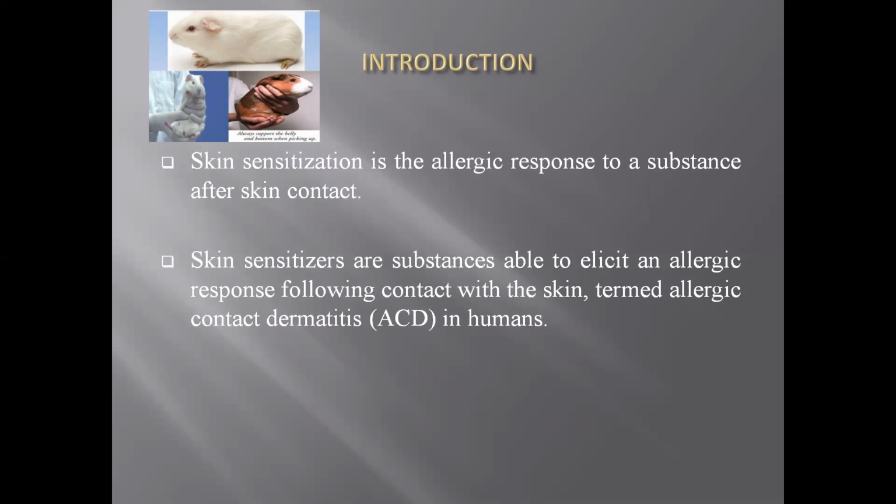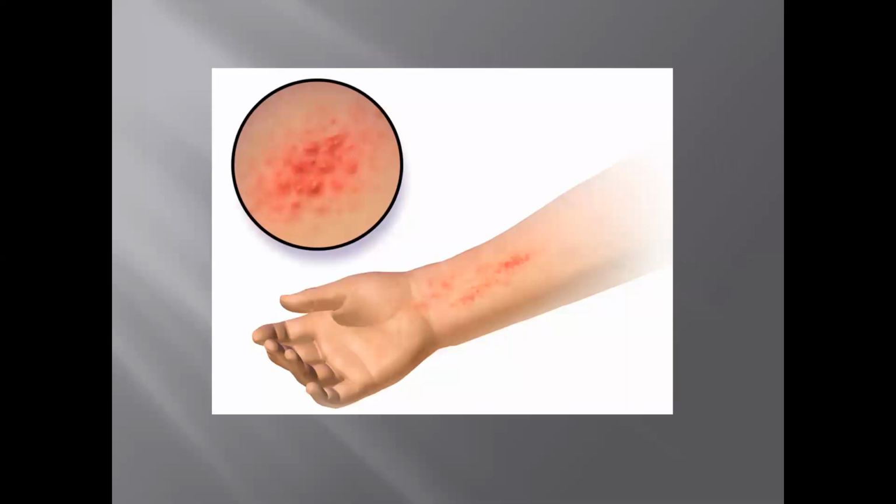Now coming to the skin sensitizers. Skin sensitizers are the chemicals which are able to produce an allergic response when they come in contact with the skin. And these skin sensitizers are termed as allergic contact dermatitis (ACD) in humans. As we can see here in the skin, as a result of the allergic response, some redness or rashes is seen.